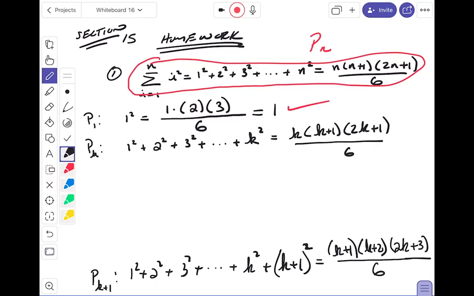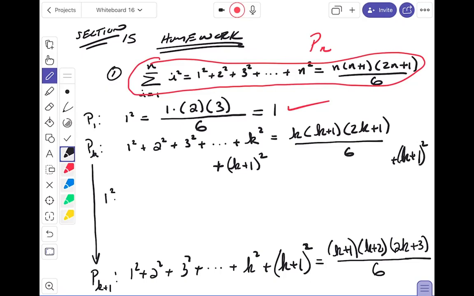All right, here comes the part that a lot of students really struggle with. What we're going to do is show that Pk eventually leads to P(k plus 1) by simple operations. And one thing I'm going to do is add the same thing to both sides. What am I going to add to both sides? k plus 1 squared. So if I add to the left side of the equation, I add it to the right side of the equation. Now, what do I immediately notice?